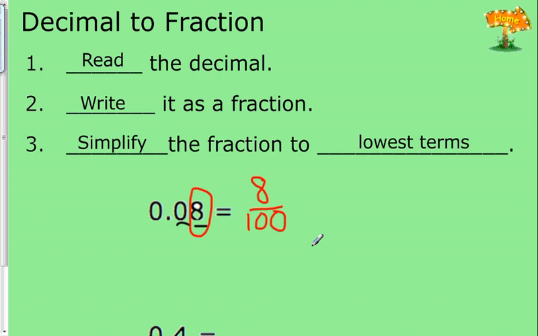Now, we have to simplify the fraction to lowest terms. Now, 8 and 100 are both even numbers, so one strategy is to cut them in half. Half of 8 is 4. Half of 100 is also 50.